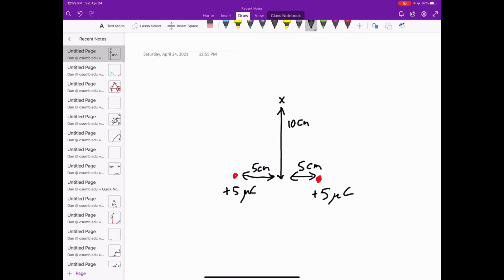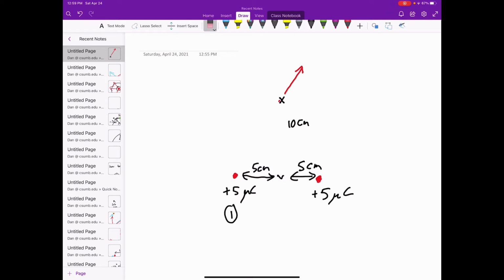So the way I would do this is I would find the electric field at point X. I'm going to start with charge 1. I'm going to find the electric field at point X caused by charge 1, and it's going to be in that direction because it's going to be radially away from the charge. And so the line connecting the charge and the point, if you extend that line and put an arrow on it, that's going to be the direction of the electric field associated with that positive point charge at that point.